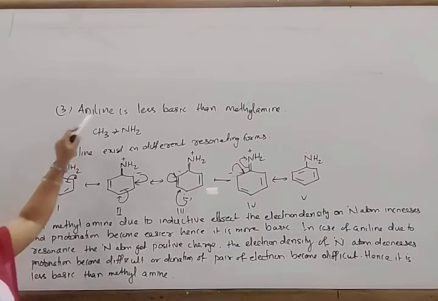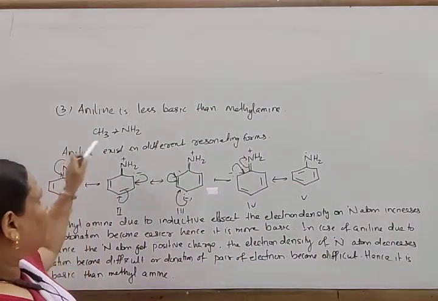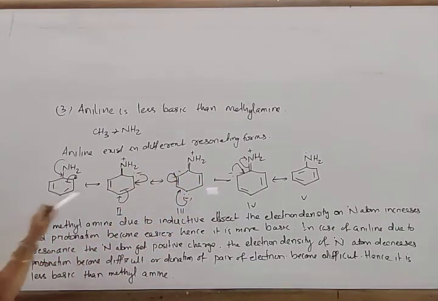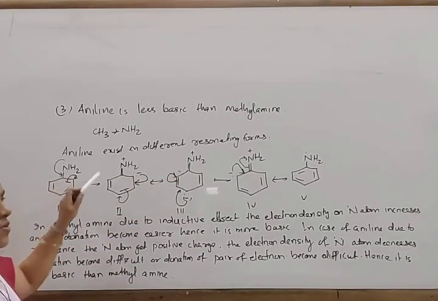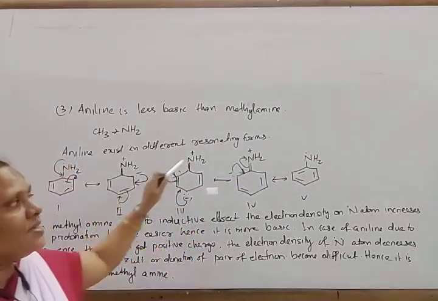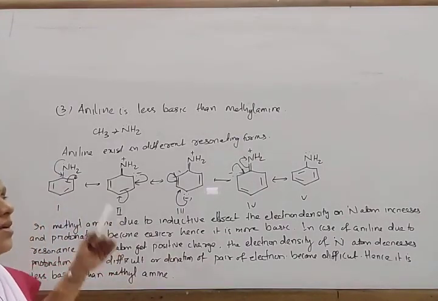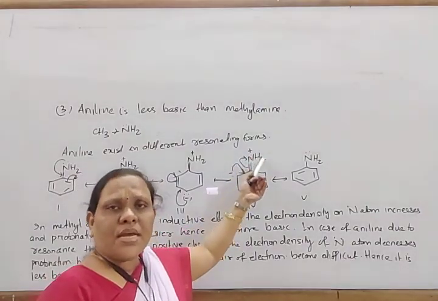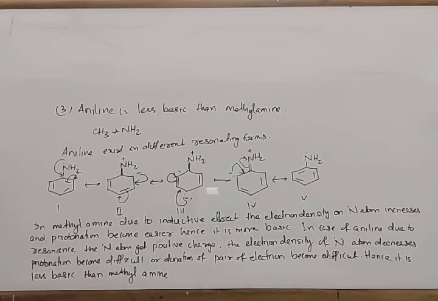So aniline is less basic than methylamine. In methylamine, due to the inductive effect, the electron density on the nitrogen atom increases, so donation of the pair of electrons becomes easier, or protonation becomes easier. But in case of aniline, due to resonance, the nitrogen atom gets a positive charge, so the electron density of the nitrogen atom decreases. As the electron density decreases, donation of the pair of electrons becomes difficult, and receiving H plus also becomes difficult. Protonation becomes difficult. As it has a positive charge, it cannot receive H plus ion. Hence aniline is less basic than methylamine. So note down this. You have already drawn the structure. Now note down the sentences.